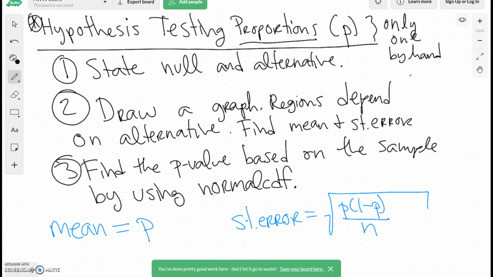I did a little bit of the steps that I talked about in class. The first thing that you want to do is state your null and alternative hypothesis. Then after that, you want to draw the graph.